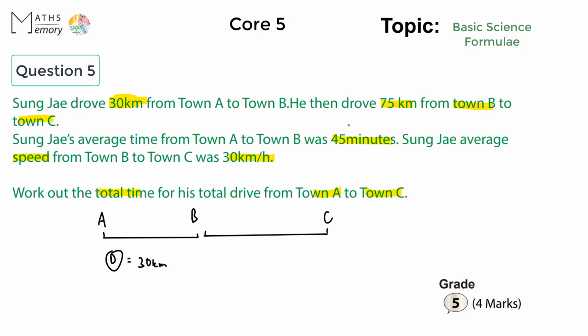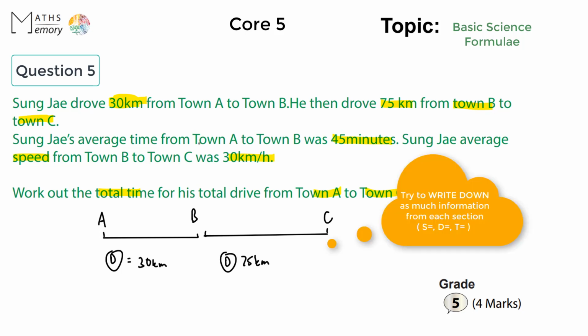All right, so he drove 75 kilometers from B to C. So again, this is another distance over here, 75 kilometers. It's always worth writing this down, by the way. Don't look at what the question's asking. Write down what you know from the initial question, the wording, and then the question will be quite easy to figure out from that. But it's very good to understand what the question is actually saying up front.